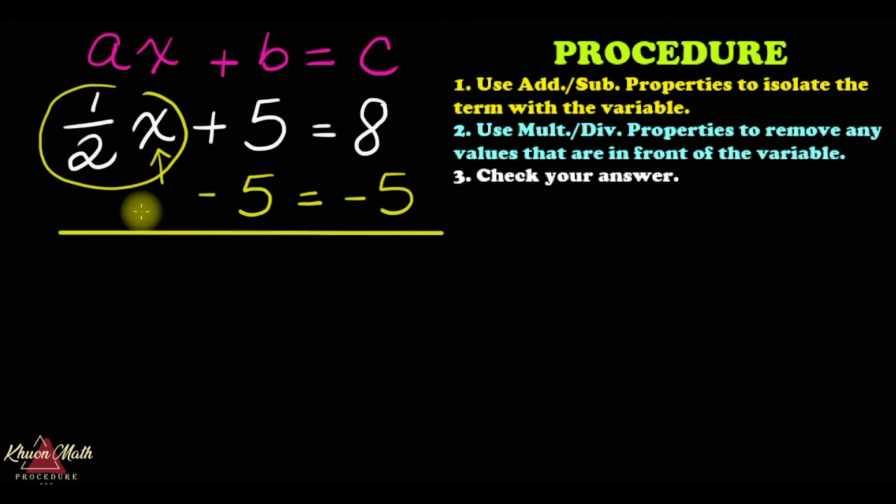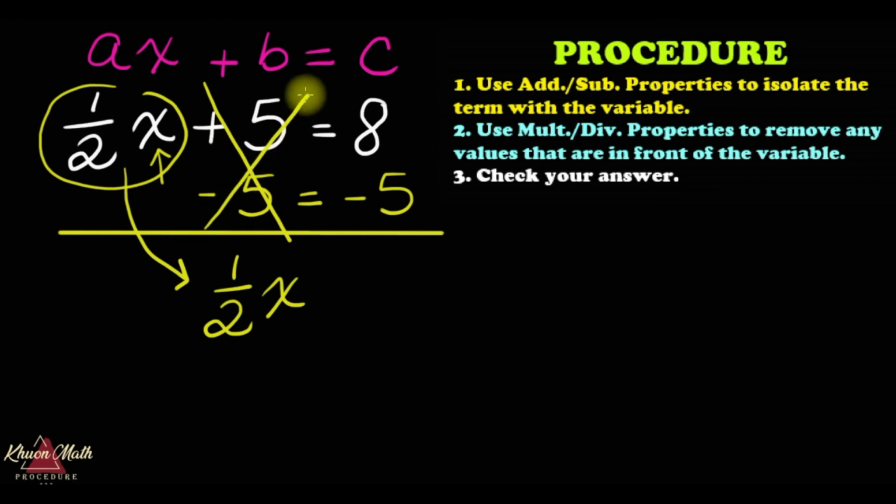Okay, so what we do now is we bring down the 1/2 x. So we have 1/2 x. And then positive 5, take away 5 is 0. So that's gone. And then on the right hand side, you have 8, take away 5. So that's going to give you 3. Okay, so that's step 1.